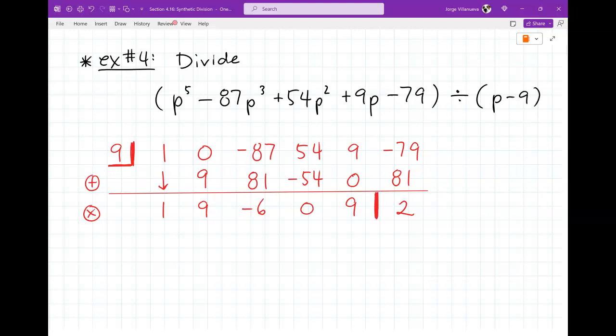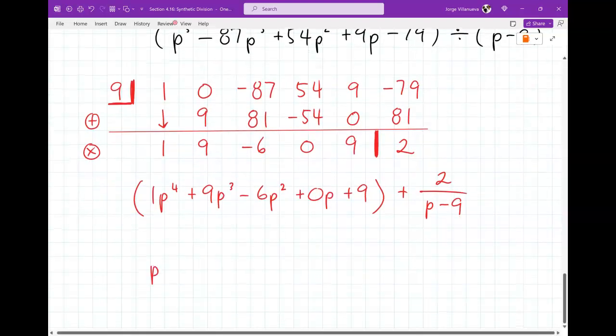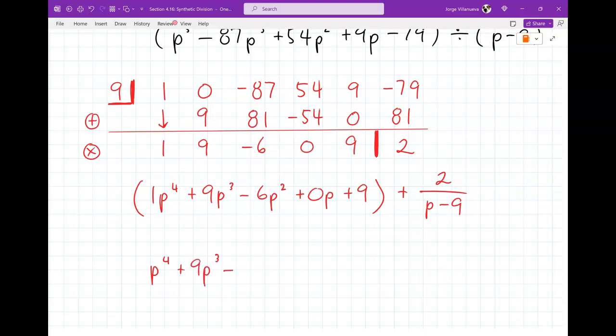So if you're good at your basic arithmetic, this goes really fast. If not, use a calculator. Okay? So here we go. Highest power that I started with was a what? 5. That means my answer will start with p to the fourth. So here we go. 1 p to the fourth plus 9 p to the third minus 6 p squared plus 0p plus 9. Now, you don't need that 0p, so I am going to rewrite it right now. But I'm just showing you what it's going to look like at first. This is my initial answer. Now, if I want to clean it up a little bit, I can just write it this way. P to the fourth plus 9p cubed minus 6p squared plus 9 plus 2 over p minus 9.